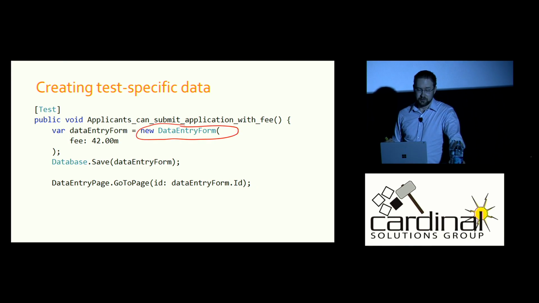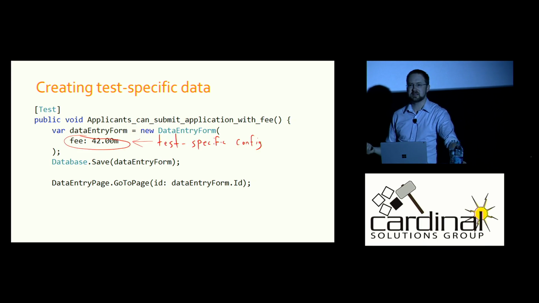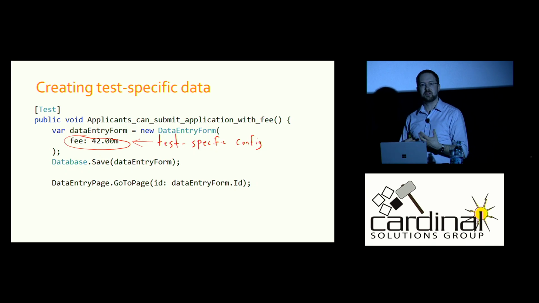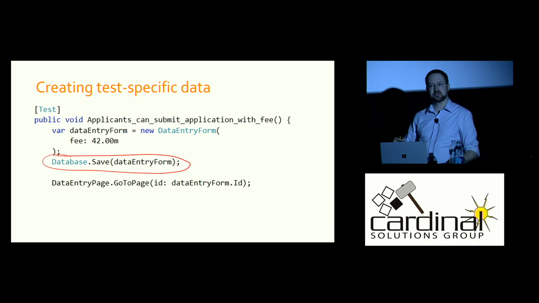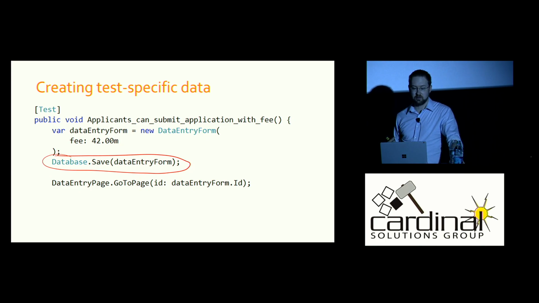So first, we got to create that thing that we want to have exist in memory. So we new it up. We got to specify the data that matters. We got to configure it for the test at hand. And then we got to put it in the database so that the UI can access it. And the good news is that this test is now totally independent of all the others, right? But there's still a problem here.